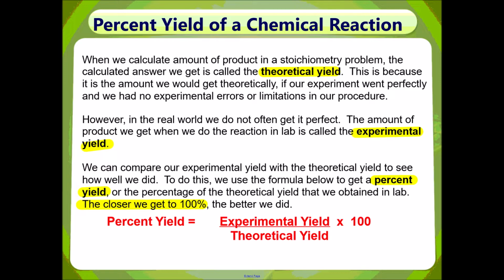We can compare our experimental yield with the theoretical yield to see how well we did. To do this, we use the formula below to get a percent yield, or the percentage of the theoretical yield that we obtained in lab. The closer we get to 100%, the better we did. This means less error. The formula is percent yield is equal to experimental divided by theoretical yield multiplied by 100. Remember that the answer is in percent.